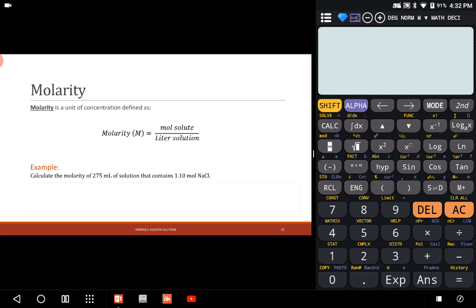Once we make a solution, a lot of times the solution's concentration is reported in a unit called molarity, which is given a capital M for a unit symbol. So the definition of molarity is moles of solute, which you'll remember is what's dissolved, per liter of solution. Solution is the entire mixture.